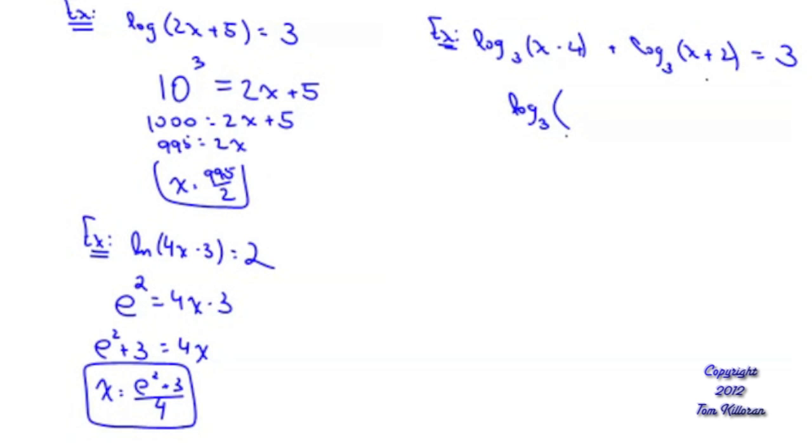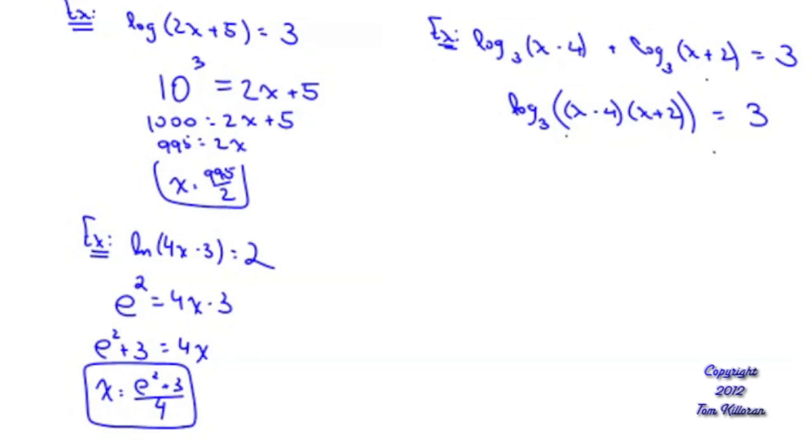x minus 4 and x plus 2. So it would be x minus 4 times x plus 2. And this whole thing is equal to 3. The sum of the logs becomes a product. The log of a product becomes a sum. All right. Now I have a single log, just like these other two.